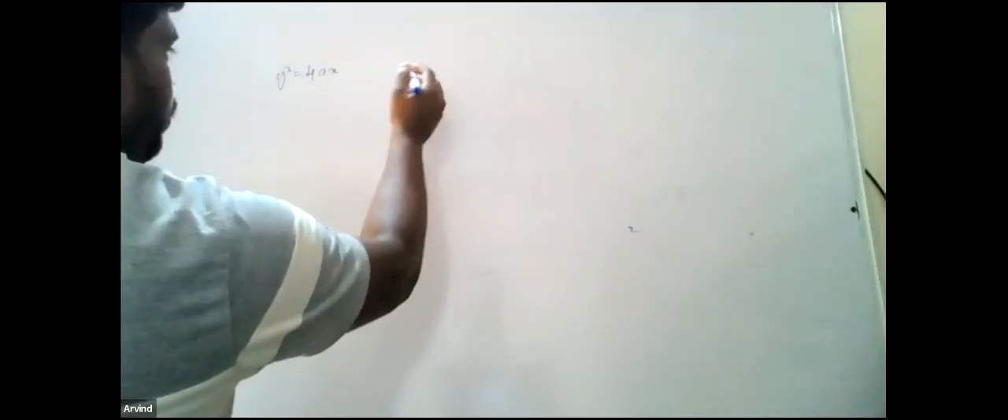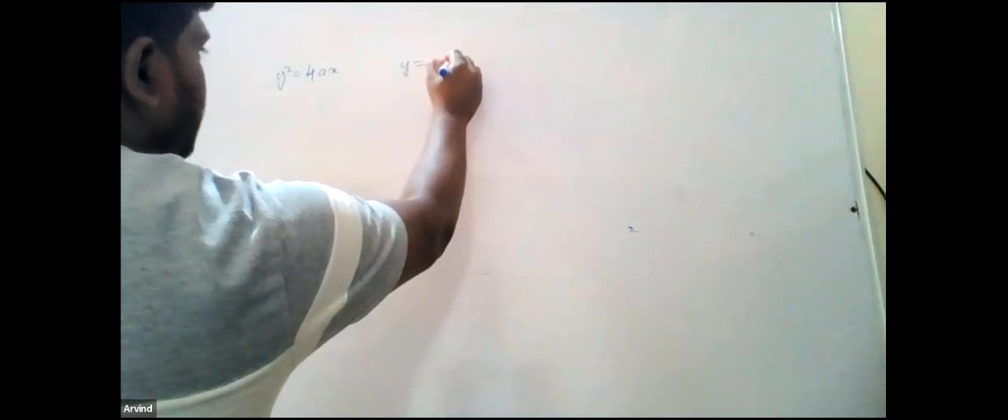The answer is 2 square units. Previous problem. Yes, it's correct. 2 square units. Yeah, it's correct. So y square is equal to 4ax and y is equal to mx.